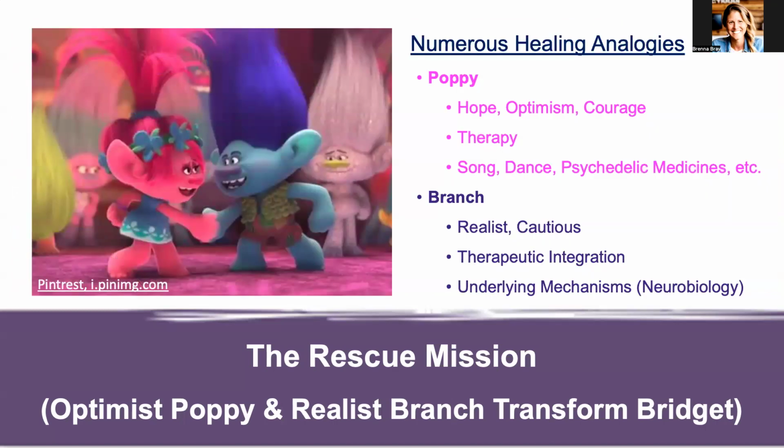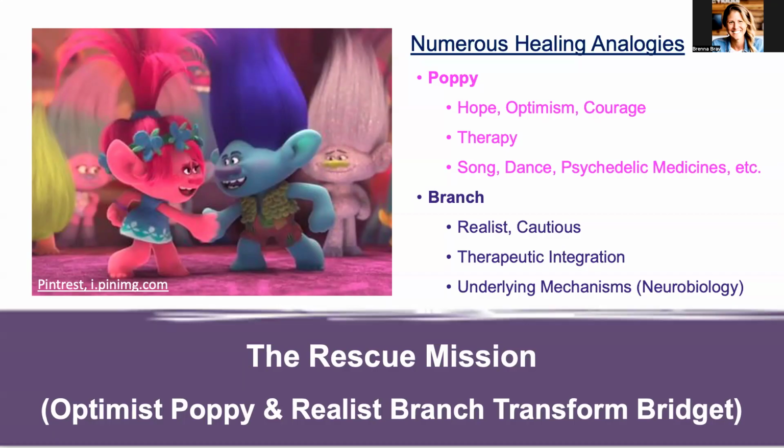Now, there are numerous analogies here. This movie is just rife with really fantastic analogies for healing. So the collaboration between Poppy and Branch really can represent the diversity of interventions, as I mentioned. Poppy also is very hopeful, very optimistic, very courageous. She really can be a representation of therapy and the things that help facilitate therapy. Some might even say that we need to be able to have healing and therapy. Poppy loves song and dance, so she is also embodied in different healing modalities. We could add this as an analogy for psychedelic medicines.